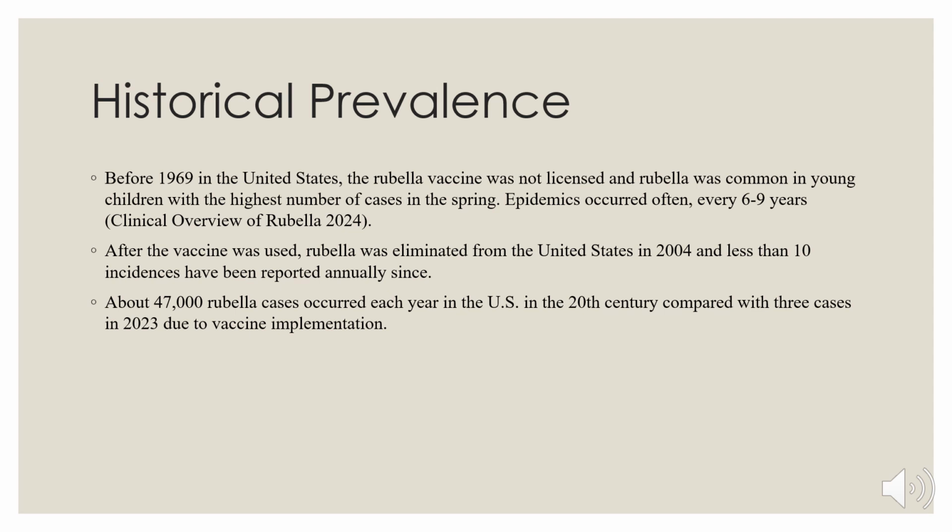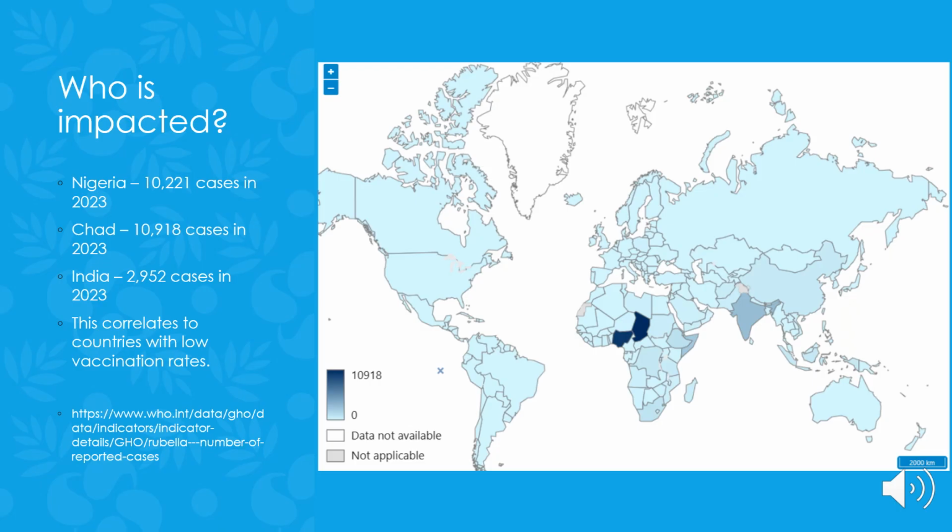After the vaccine was used, rubella was eliminated from the United States in 2004, and less than 10 incidences have been reported annually since. About 47,000 rubella cases occurred each year in the U.S. in the 20th century, compared to only 3 cases in 2023 with the vaccination implementation. It most commonly impacts children and people in Nigeria, Chad, and India.